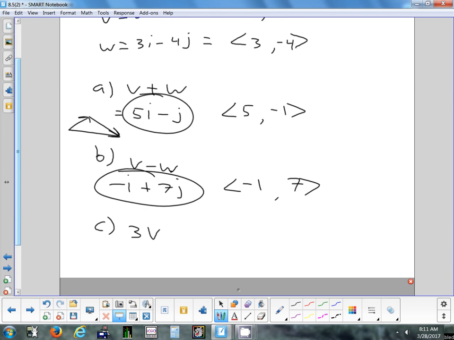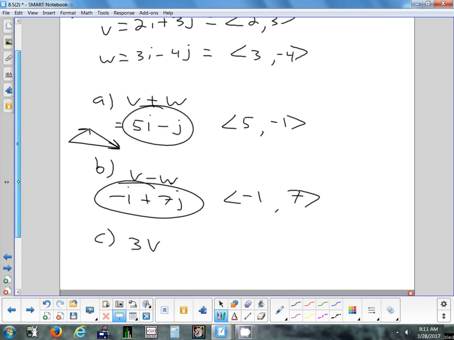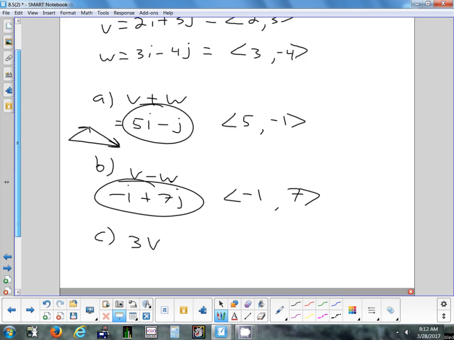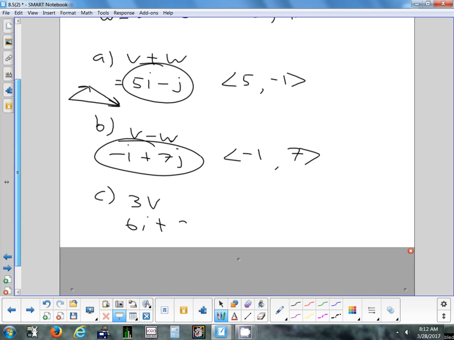We don't need w at all. I'm just going to take vector v. And what do we call this when you put the number in front of a vector? It's a scalar. We're scaling the vector. It's a scalar product. We'll get into other kinds of products later today, like a vector times a vector, but not this one. So what do you get if you take the vector v and triple it? 6i and 9j. So 6i plus 9j.